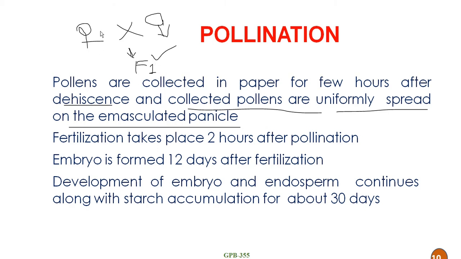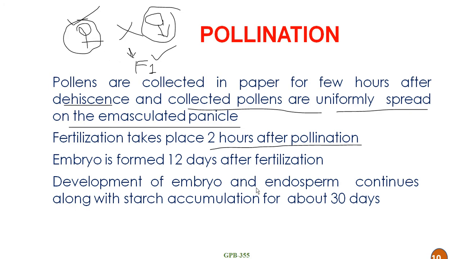So we have to emasculate the female flower and bag the male flower, and in the morning we open this bag and collect the pollens, and these pollens are dusted over this female parent. So this is the hybridization technique, and fertilization takes place 2 hours after the pollination. Fertilization means the germination of pollen grains, and then pollen tube is formed, and the male gamete is fused with the embryo sac of the female.